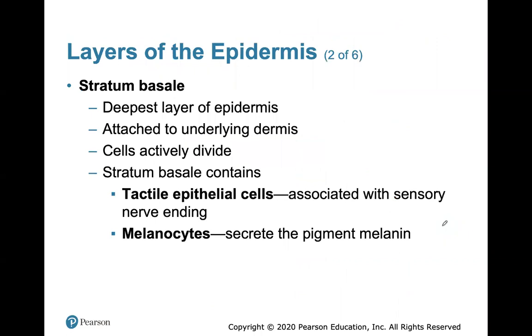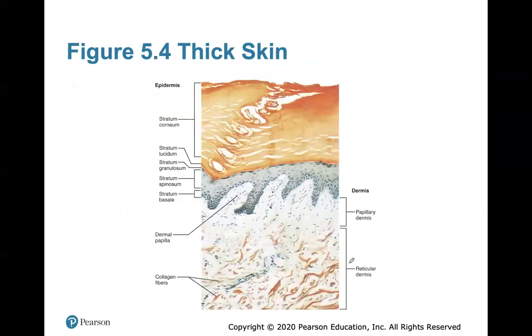The stratum basale then is the deepest layer of the epidermis. It's attached to the underlying dermis. Cells will be actively dividing, and the stratum basale contains tactile epithelial cells, which are those that are associated with the sensory nerve endings, and also melanocytes, which secrete the pigment melanin. So the stratum basale, that's where we're at right now. So we're going to work our way up, going through the 5 layers of the epidermis.